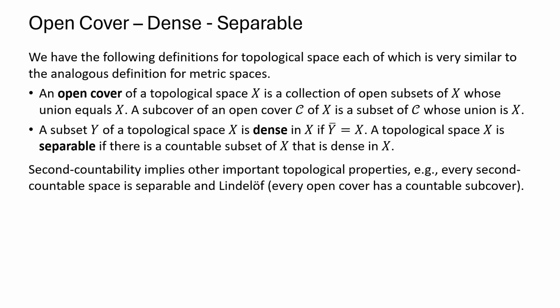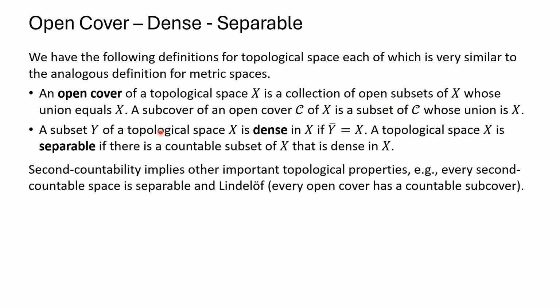We have a few more definitions before we finish this lesson. These are similar to what we had for metric spaces, but we're going to restate them here in the context of topological spaces. The first definition is open cover. It's pretty easy. An open cover of a topological space X is a collection of open subsets of X whose union equals X. Then a subcover of an open cover C of X is a subset of C whose union is X, so that's also pretty straightforward.